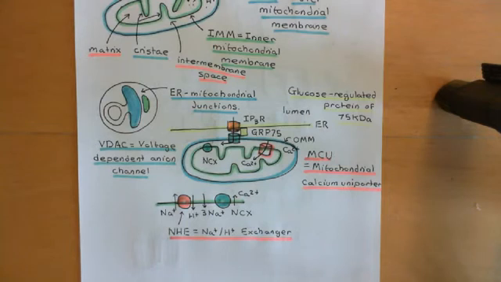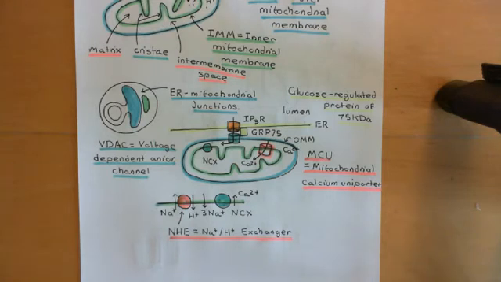Now, what establishes the concentration gradient of sodium across the inner mitochondrial membrane? Well, we've discussed that it is these sodium-proton exchangers here, which use the proton gradient, which we know is across the inner mitochondrial membrane, to extrude a sodium ion into the intermembrane space, basically.